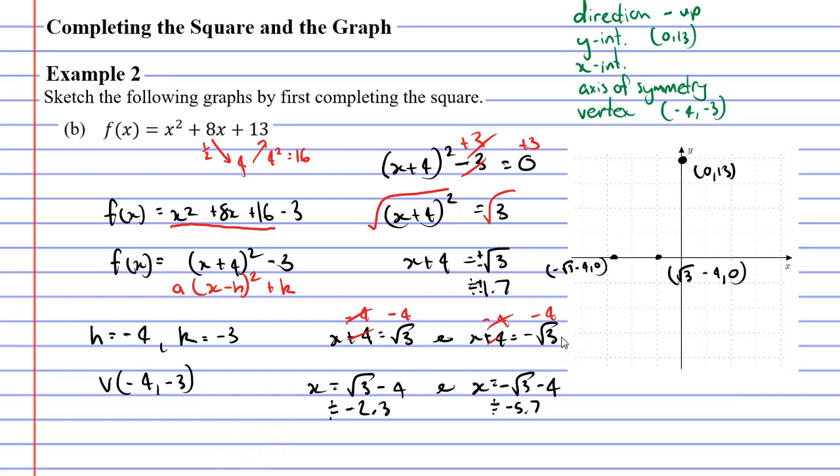Next I have my vertex. I'll put that down here as the point negative 4, negative 3. Make sure that your vertex is halfway between the 2 x-intercepts. As I mentioned before, you don't really need the axis of symmetry because it just passes over the vertex. Right, let's now sketch the graph, making sure that the turning point occurs at the vertex, like so.